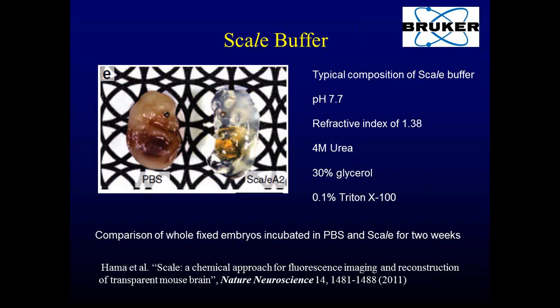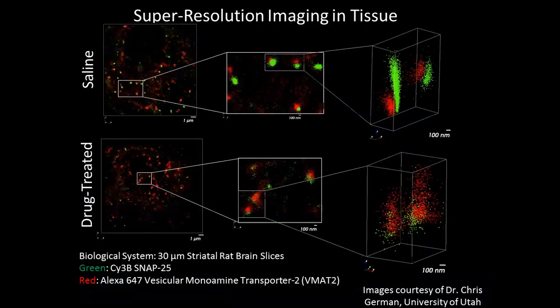The key thing is you want to make the refractive index uniform, and that way you can minimize the scattering. We've employed this with other kinds of tissue. This is rat brain slices, 30-micron rat brain slices, looking at vesicular monoamine transporter. We employed similar labeling techniques to what you'd use for labeling rat brain slices for confocal imaging, but we incubated these in Scale buffer, deposited them on a cover slip, put imaging buffer on them, and then we were able to image them.